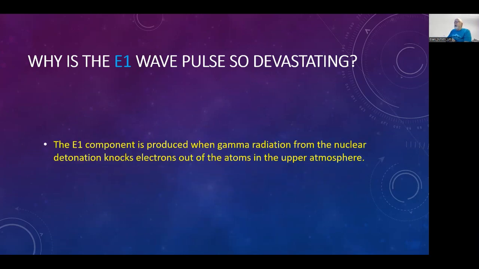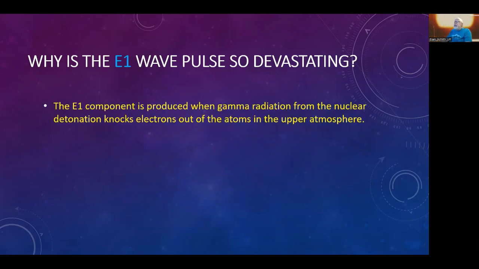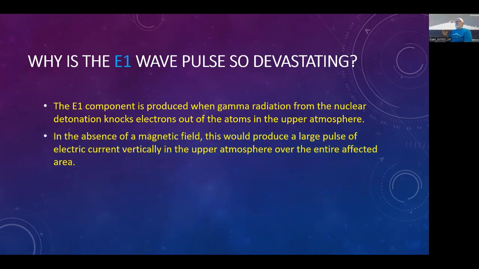The E1 component is produced when gamma radiation, and this is kind of the only technical part of the whole spiel here, from the nuclear detonation knocks electrons out of the atoms in the upper atmosphere. These electrons are now traveling close to the speed of light into the lower atmosphere. In the absence of a magnetic field, this produces a large pulse of electric current vertically in the upper atmosphere over the entire affected area.